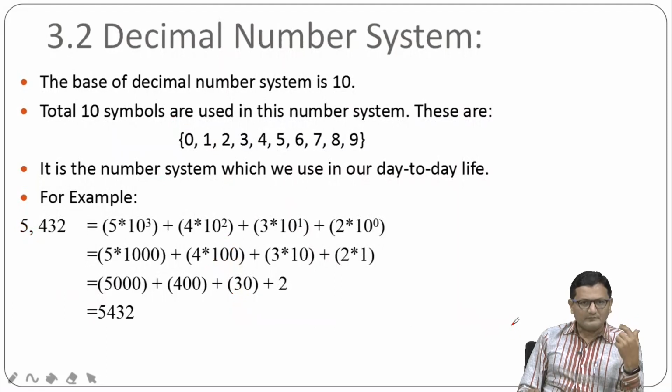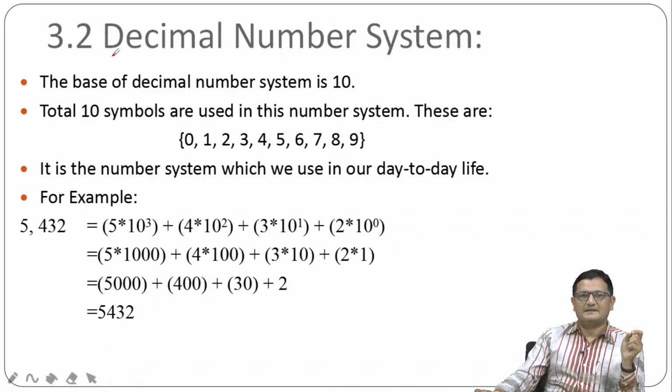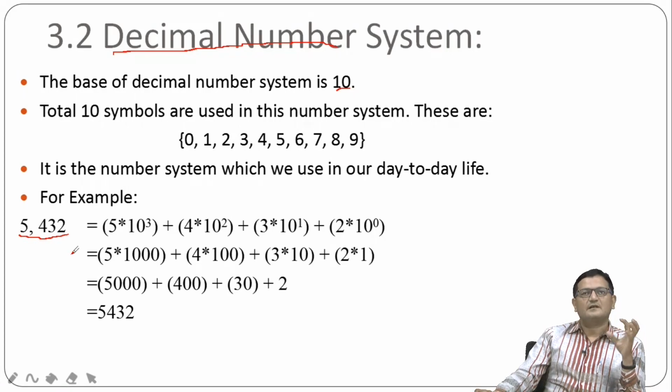Okay, we will see the numbering systems one by one in detail. So as we have discussed, in the decimal number system we can use 10 symbols. So total 10 symbols, right? And these 10 symbols are 0 to 9, right? Suppose you are writing a number, like the numbers we use in our daily life, like 5432, right? So what is the meaning of this number?